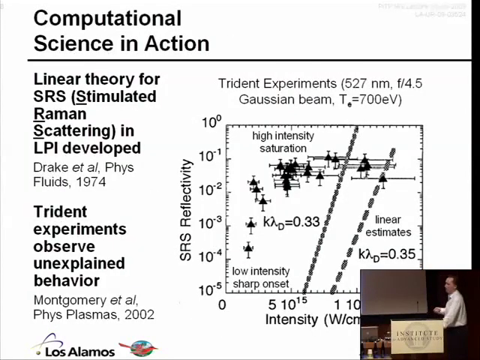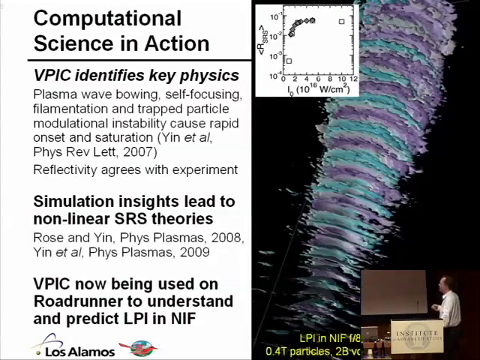There's a really nice example already of computational science in action for this. If we look at stimulated Raman scattering, there was a nice linear theory developed by Drake in '74, but in experiments at the Trident Laser Facility, there was unexplained behavior observed. The linear theory predicted essentially a nice, smooth, basically linear plot: as you increase intensity, how much light would be reflected by stimulated Raman scattering. But what they actually found when they did experiments and measured it was a low intensity where there was a sudden sharp onset, and then there was a plateau. And no one really understood what was going on here.